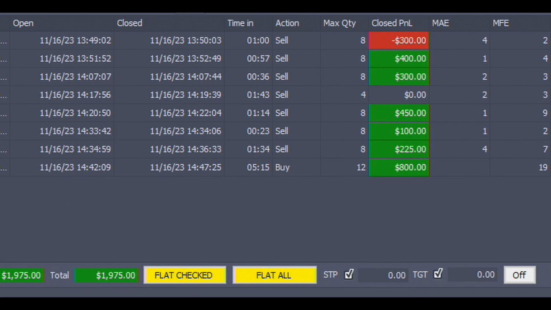So I'm probing for almost instantaneous momentum. And if you look at the trades, look at the time. 1 minute in, 57 seconds, 36 seconds, a minute 43, which ends up becoming a break even, a minute 14, 23 seconds, a minute 34, then a 5 minute and 15 second trade. So I'm really not willing to hang out long. So what's going on is I have time decay going on in my head.